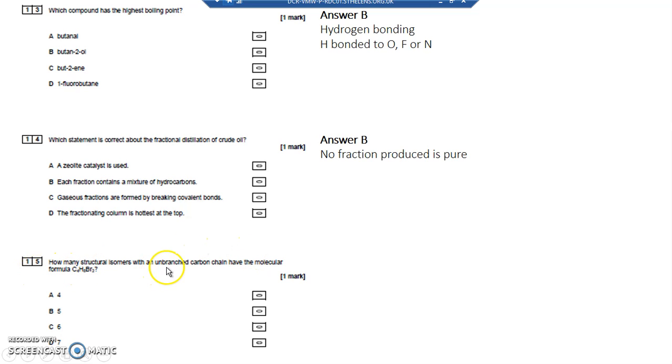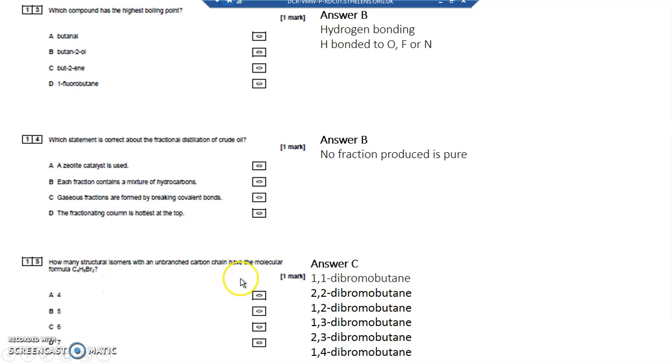How many structural isomers with an unbranched chain have a molecular formula C4H6Br2? So I'm going to do spoilers here. Where can the Brs be? They can both be at carbon number 1, both at carbon number 2, one at 1 and one at 2, one at 1 and one at 3, one at 2 and one at 3, and one at 1 and one at 4. Those are all your combinations, and that's why it's 6, answer C.